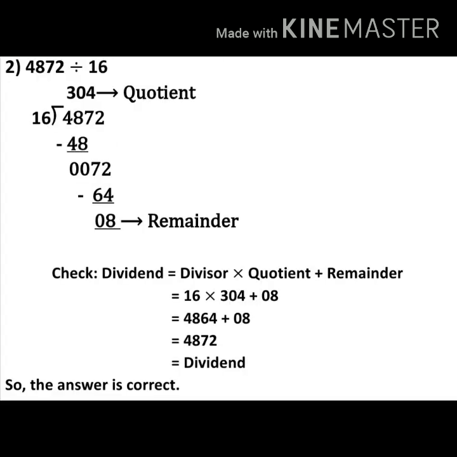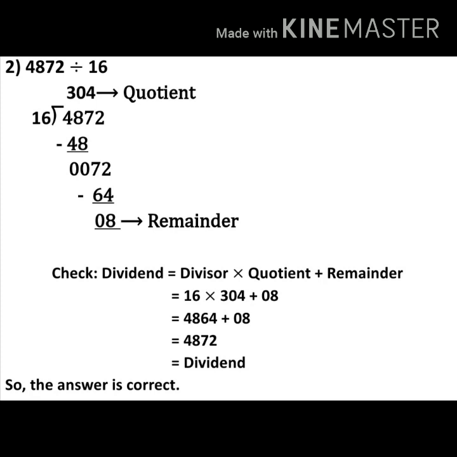Second part. 4872 divided by 16. Firstly, we have to divide these two numbers. 16 threes are 48 and 48 minus 48 is 0. Now we will bring down 7, but 7 is not divisible by 16, so we will write 0 in the quotient and bring down the next number, that is 2. Now the number will become 72. 16 fours are 64 and 72 minus 64 is 8. So here 8 is our remainder, 304 is the quotient and 16 is the divisor.